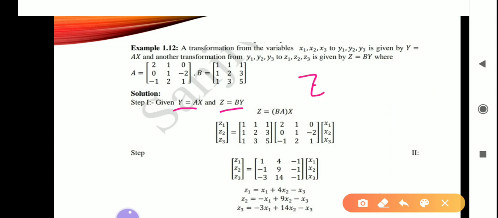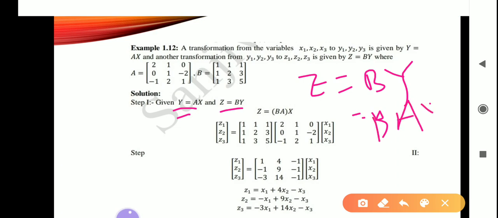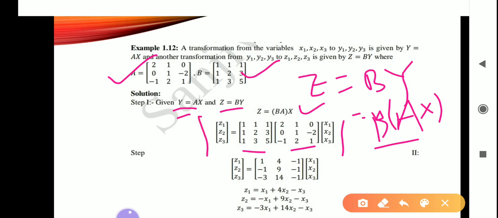In the second it is given that z is equal to By. From the first, what is the value of y? y is equal to Ax. So y is equal to this, B as it is, and y is equal to Ax. Okay, and using the associative property we can write this step, then BA into x, and the B matrix is given as this, the A matrix is given as this. If you put here the x matrix is x1, x2, x3, the z matrix is z1, z2, z3.